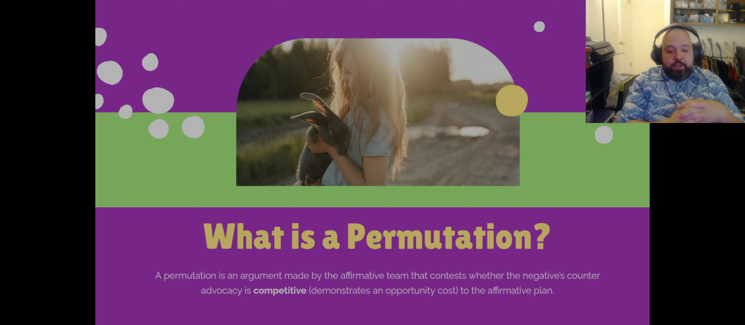What is a permutation? A permutation is an argument made by the affirmative team that can test whether the negative's counter advocacy is competitive, which we'll largely discuss in the context of demonstrating an opportunity cost to the affirmative plan. And so we're going to discuss what I mean by competition and what I mean by opportunity cost.